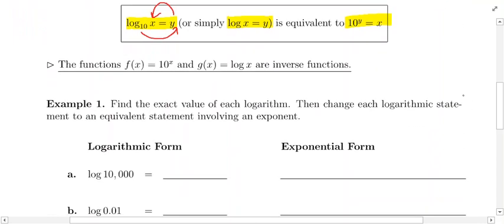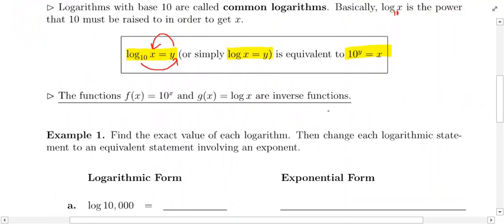Something that's good to know: right here, it says the function f of x equals 10 to the x power, which is an exponential function, and g of x, which is log base 10 of x, is a logarithmic function. They are inverse functions. So if you see an exponential function and you look at the logarithmic function of the same base, these are going to be inverse functions. They undo each other.